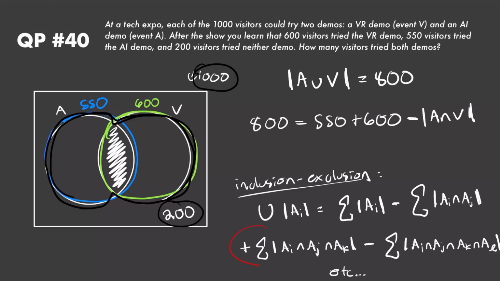And obviously for all of these future terms, they're going to be 0 because we don't have any possible triple intersections. We only have two sets. And then obviously when you solve for A intersection V here, you're going to wind up with the magnitude being equal to 350, which will be our final answer.